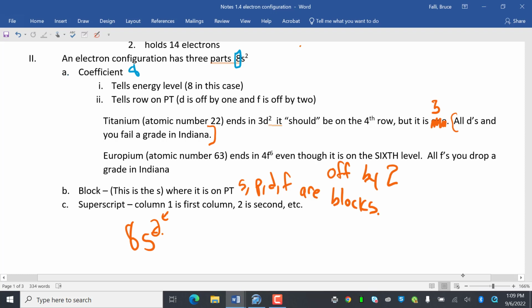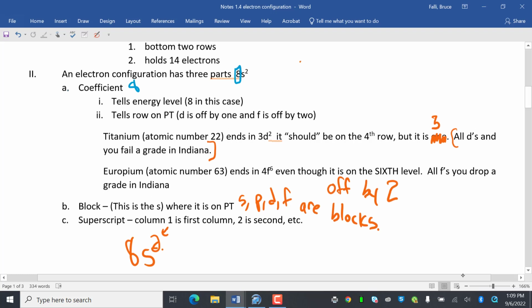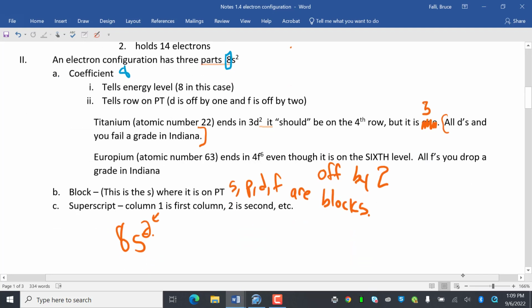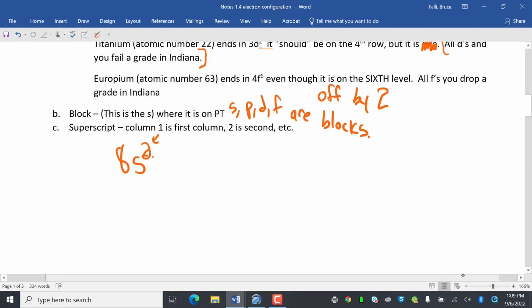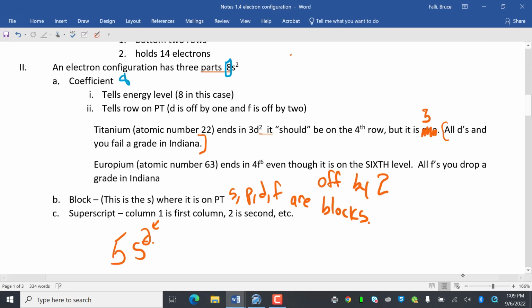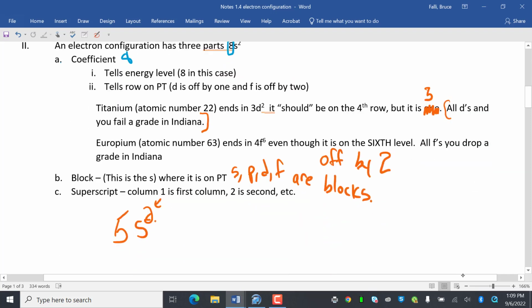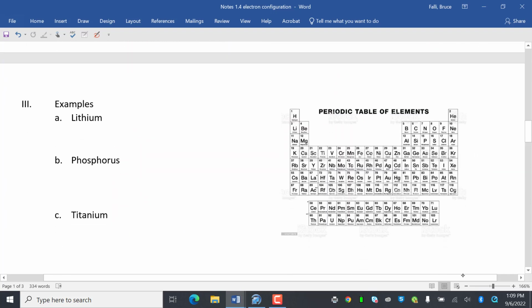Column 1 is the first column, column 2 is the second. So if I have 8S2, that means I'm looking at 7. Oh, I guess I went to 8. I went too far. So let's pretend I had, I'm going to get rid of the 8 here. Let's say I had 5S2. So what the 5 means is I'm on the 5th row. 1, 2, 3, 4, 5. I'm in the S block, and the 2 tells me I'm in the second one of the S block. So 5th row, 1, 2, 3, 4, 5. S block 2 is strontium, which strangely is circled on the periodic table I found on the floor.